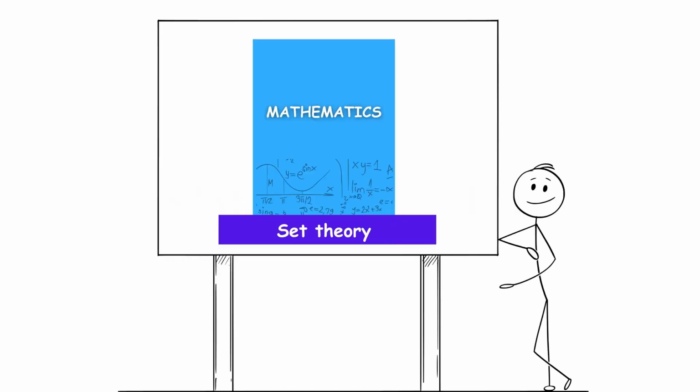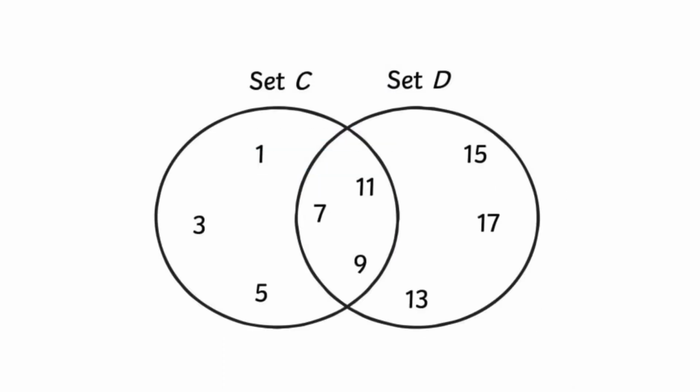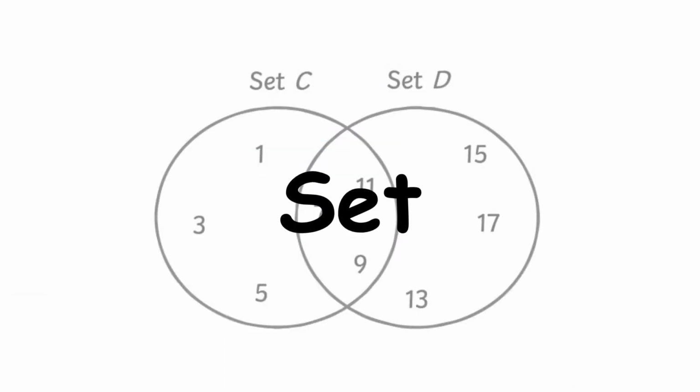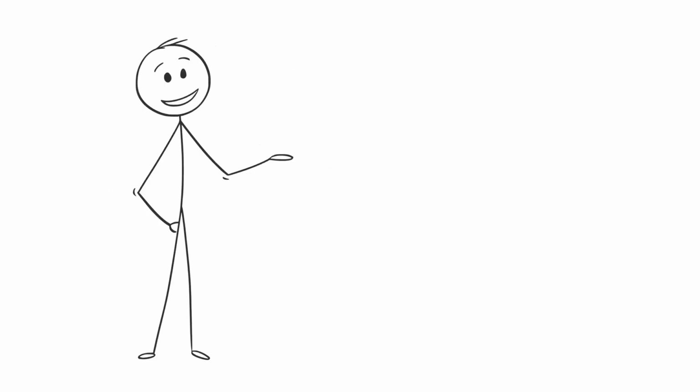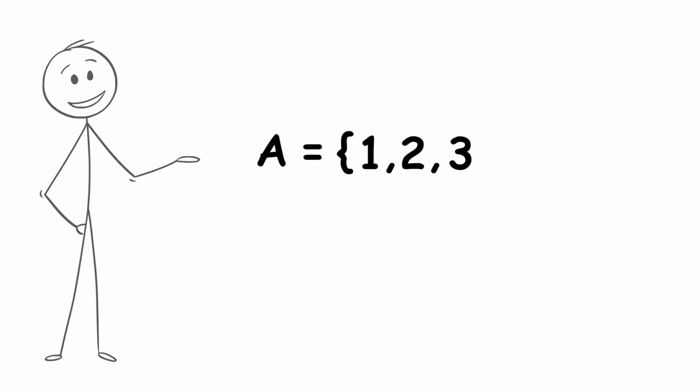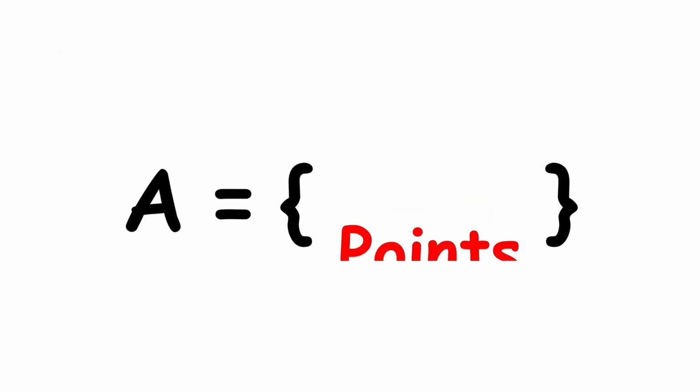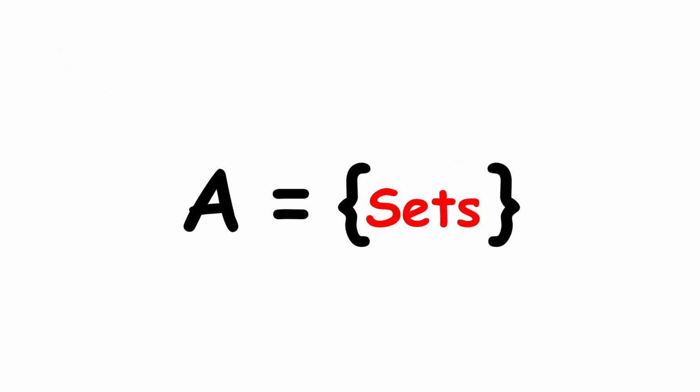Set theory is the fundamental language of mathematics, as it describes and organizes collections of objects called sets. A set is usually denoted with braces. For example, A = {1, 2, 3}. Its elements can be numbers, points, objects, functions, or even other sets.